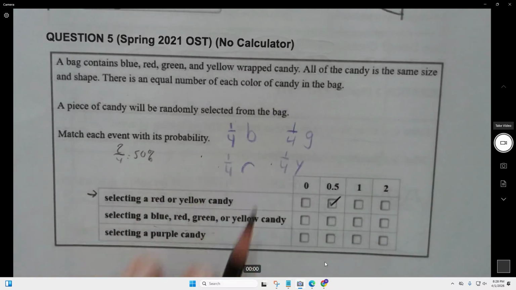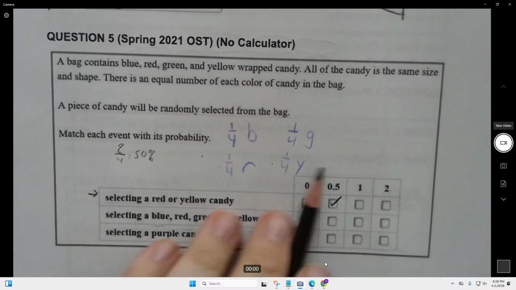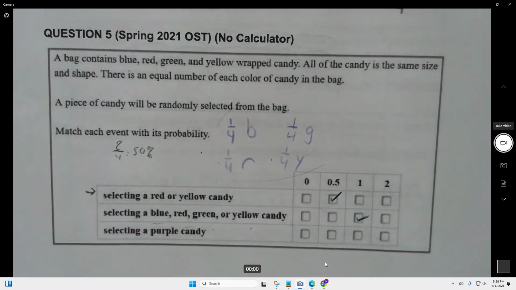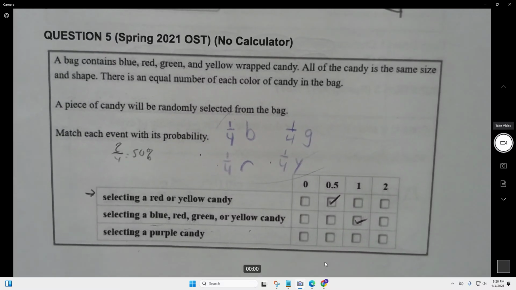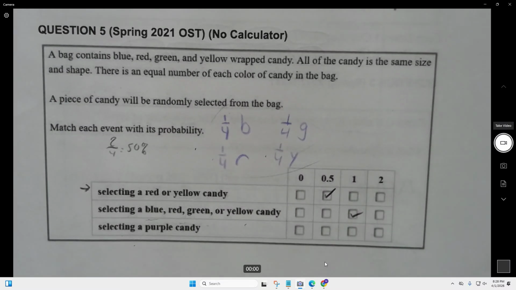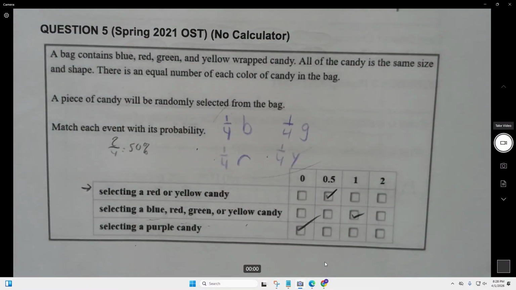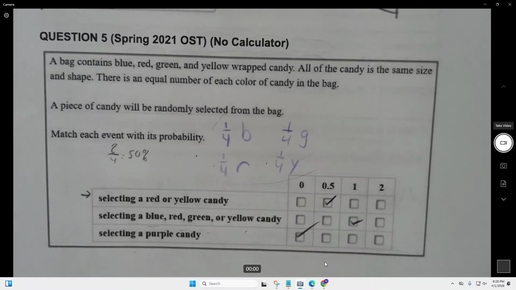Selecting a blue, red, green, or yellow candy. I mean, those are the 4 options. You're going to get one. That's a 100% chance. Selecting a purple candy. There's not even any purple candy in the bag. Where are we getting purple from? 0. There's no purple candy. You can't pull a candy color that doesn't exist. None. Nada. So your odds are 0.